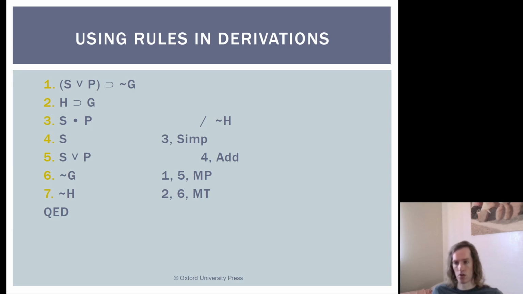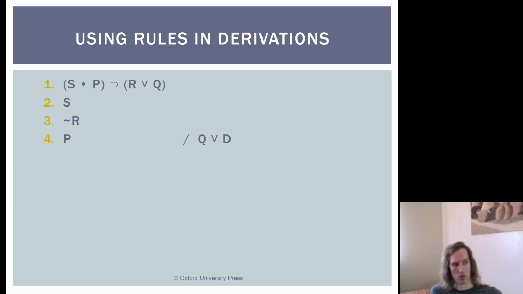which means that using modus tollens on lines 2 and 6, where line 2 says if H then G, and we know that not G, therefore, modus tollens on lines 2 and 6, we get not H, and because not H is our conclusion, we're done. So we can write QED, and we're finished with this proof.